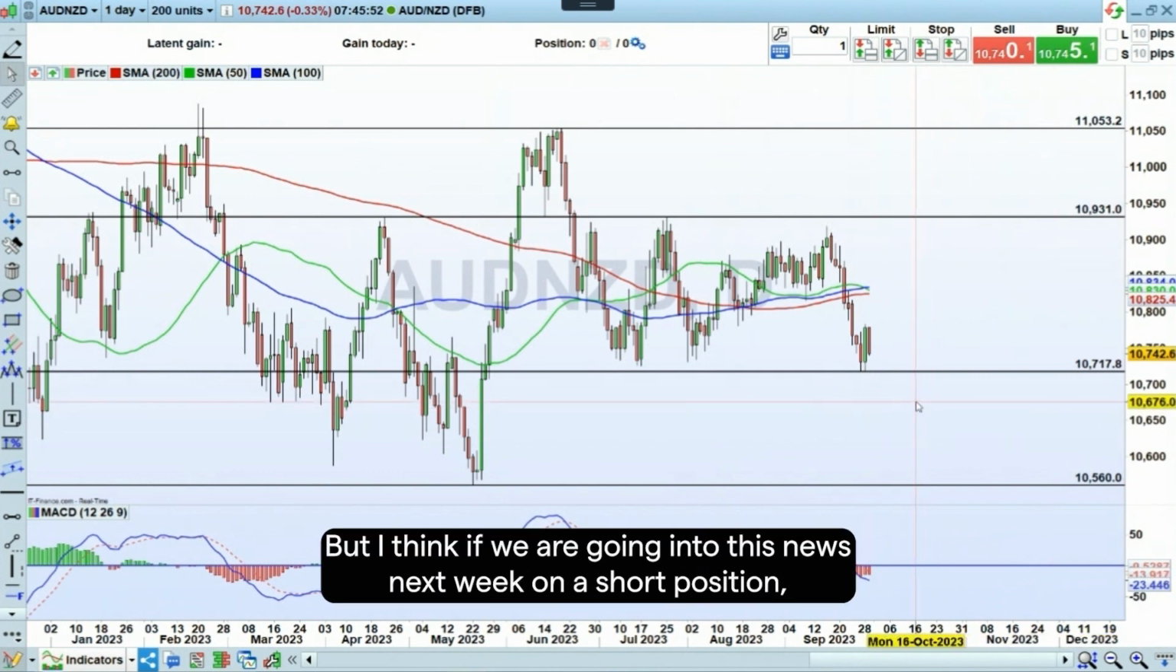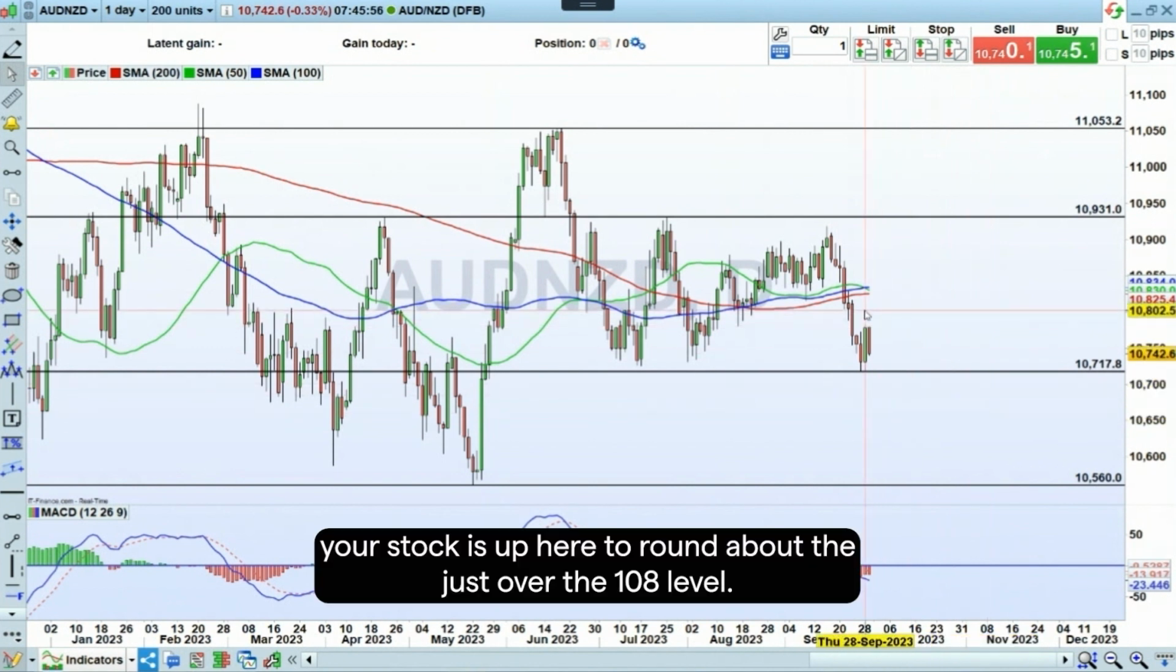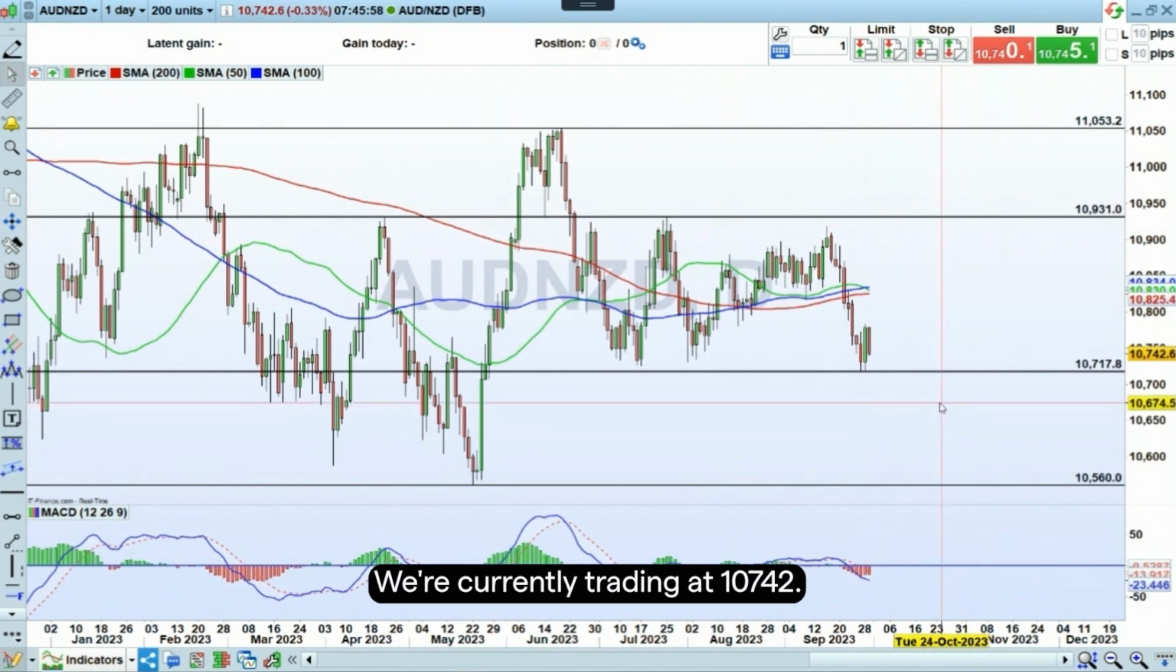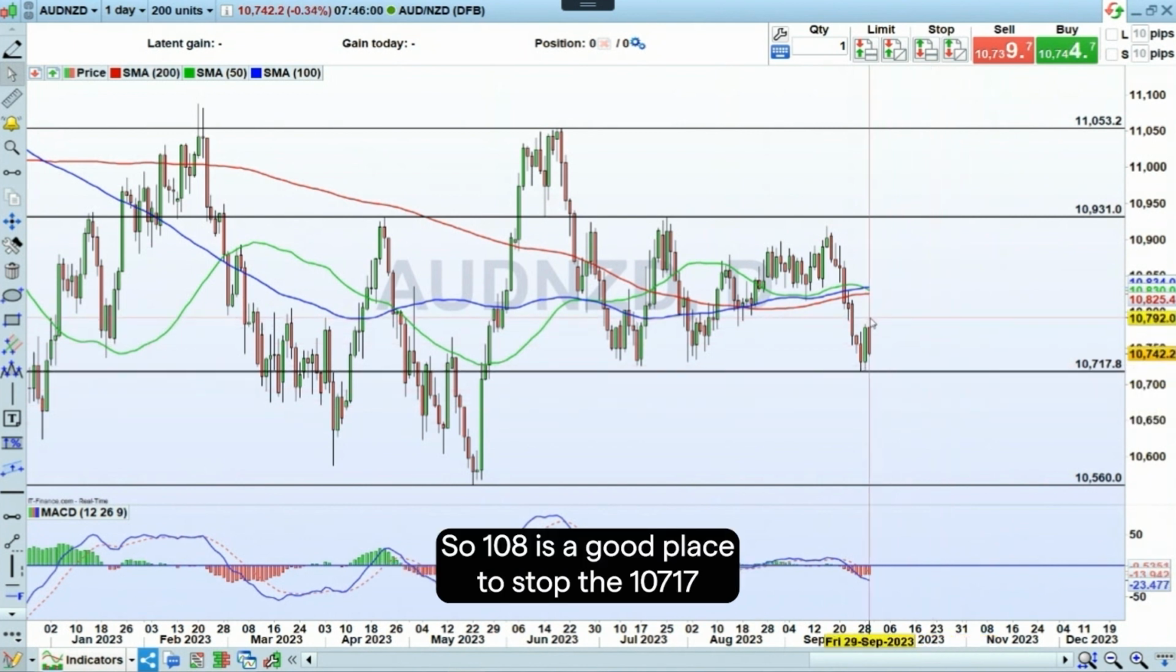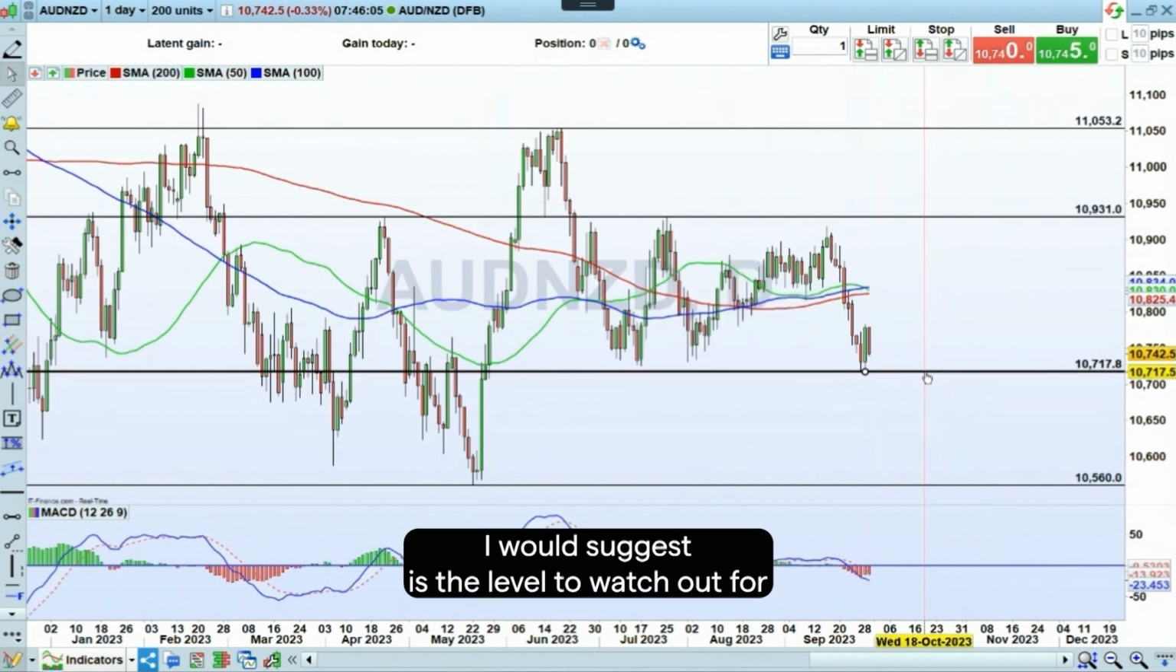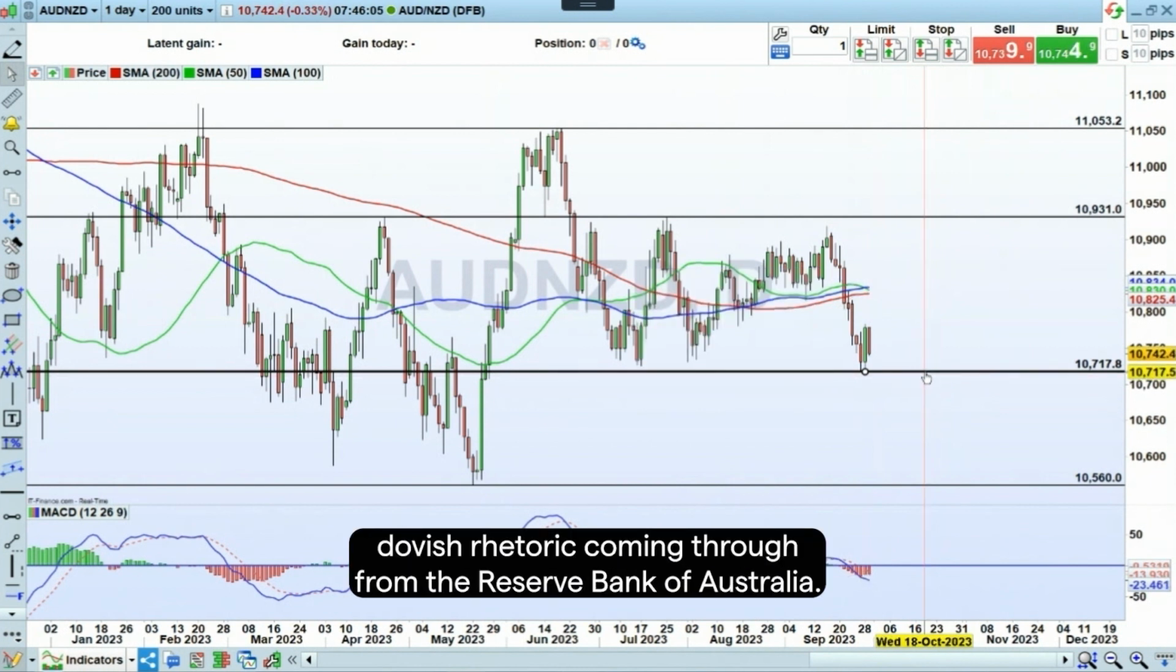But I think if we are going into this news next week on a short position, your stop goes up here at around just over the 108 level. We're currently trading at 107.42, so 108 is a good place to stop. The 107.17, I would suggest, is the level to watch out for if we do get some extra dovish rhetoric coming through from the Reserve Bank of Australia.